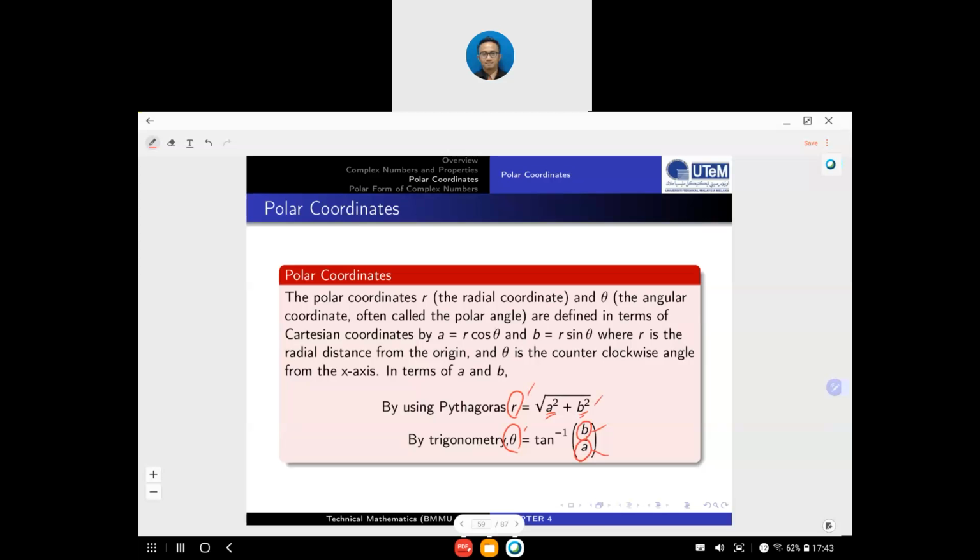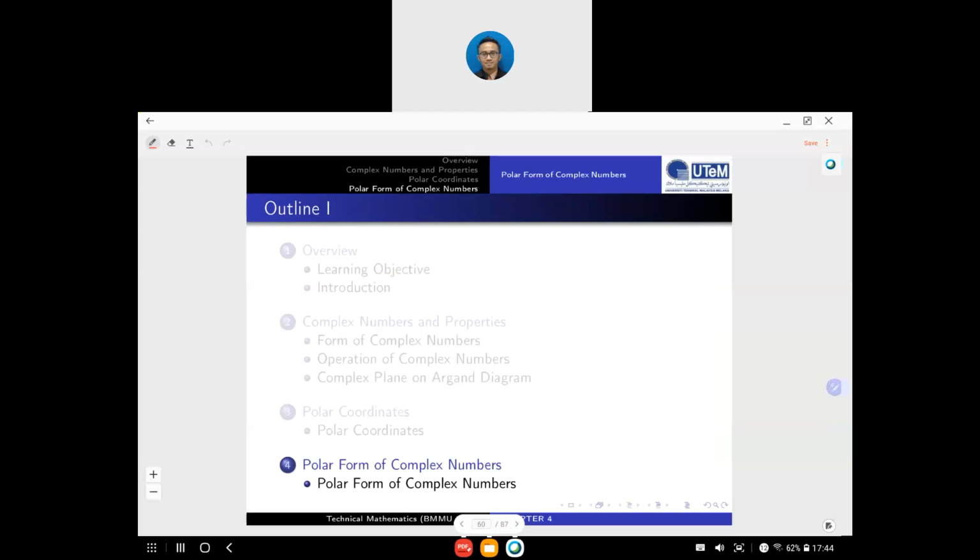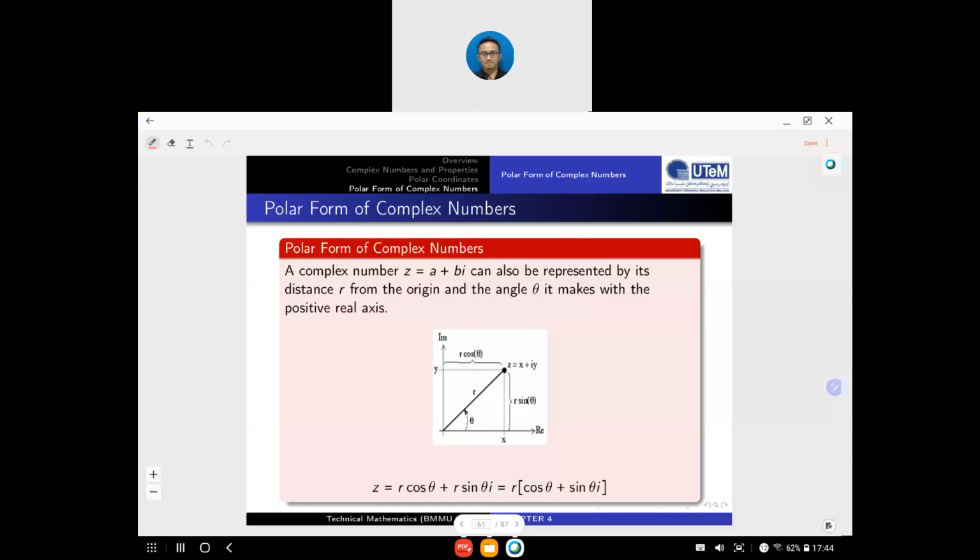Next, example 6. Given t equal to 11i, u equal to 11 minus 10i. Determine t divided by u. So we know that when t is divided by u, you cannot put your final answer in this form. Awak mesti kena bagi dalam jawapan a plus bi. The imaginary part cannot be placed at the denominator. Tak boleh. So you need to solve it.